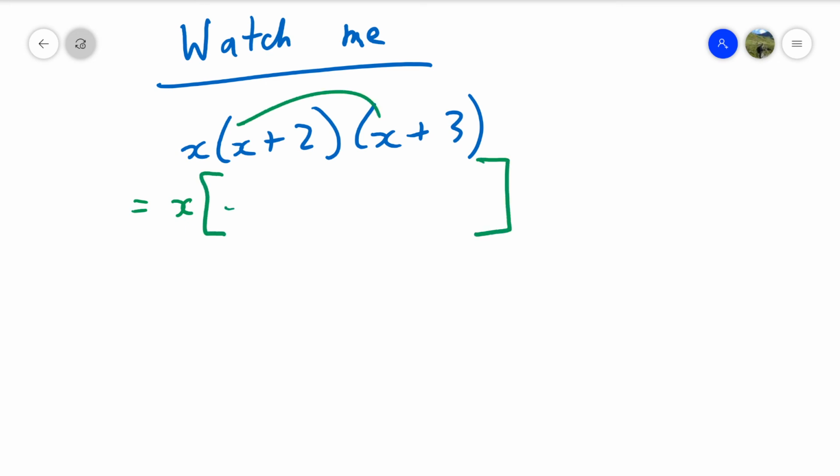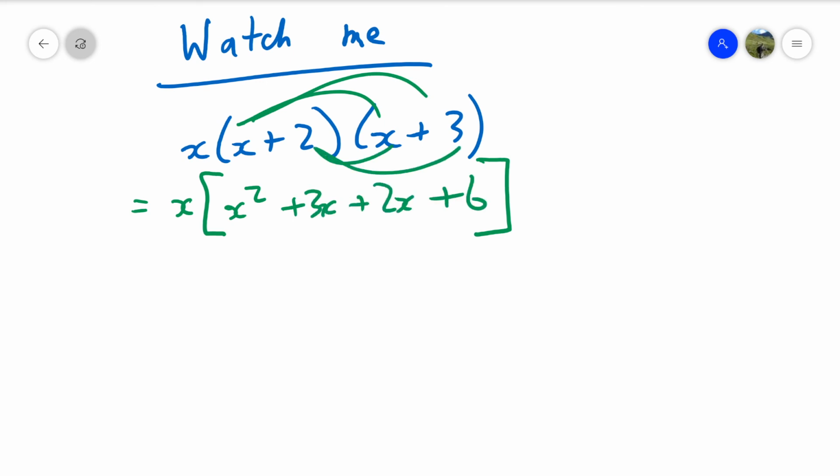So that's x squared plus 3x plus 2x plus 6. Because remember, x is times by all of that, so x still has to be times by all of that. So I'm just using a different type of bracket. So that's x squared plus 5x plus 6.